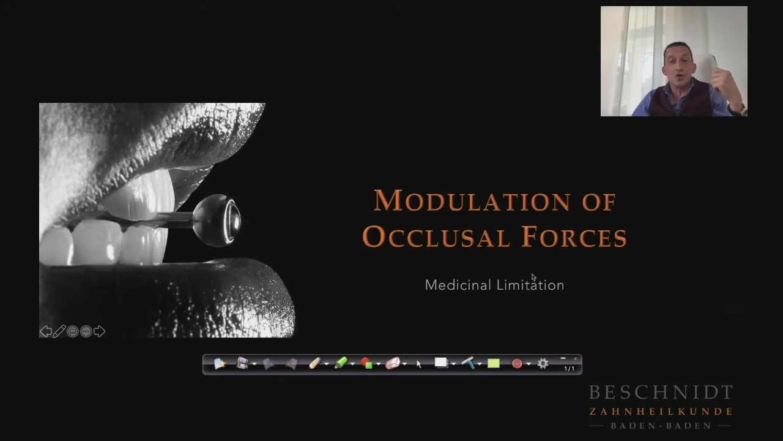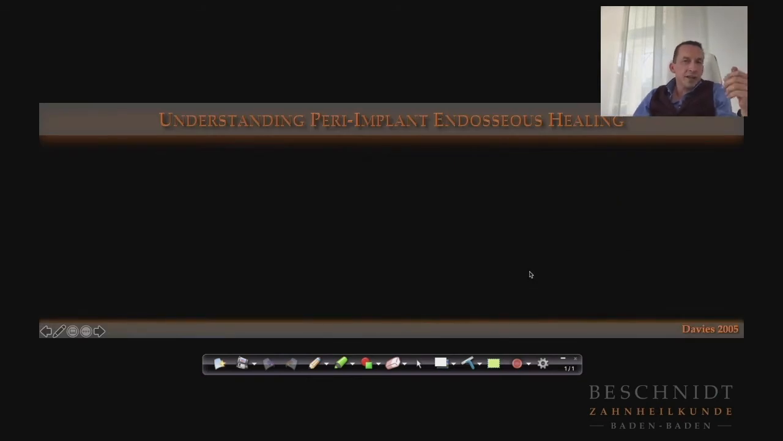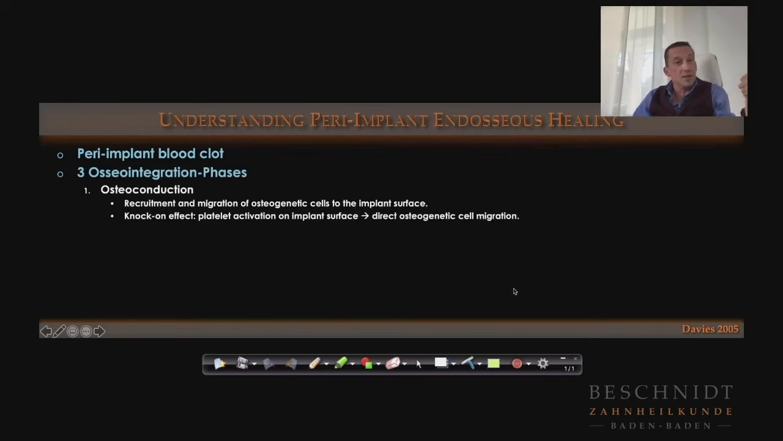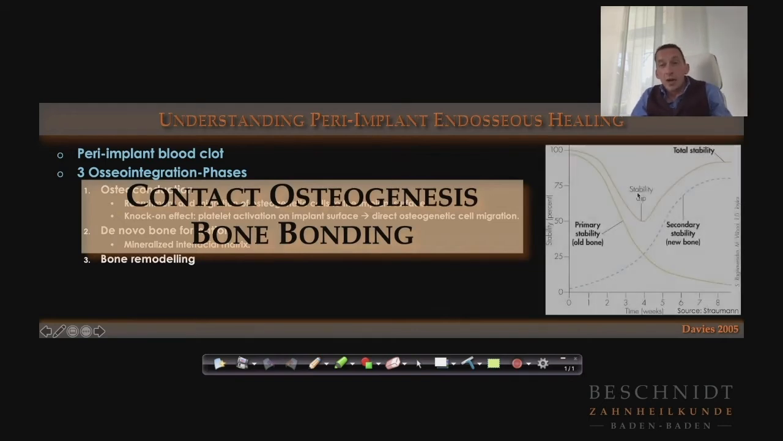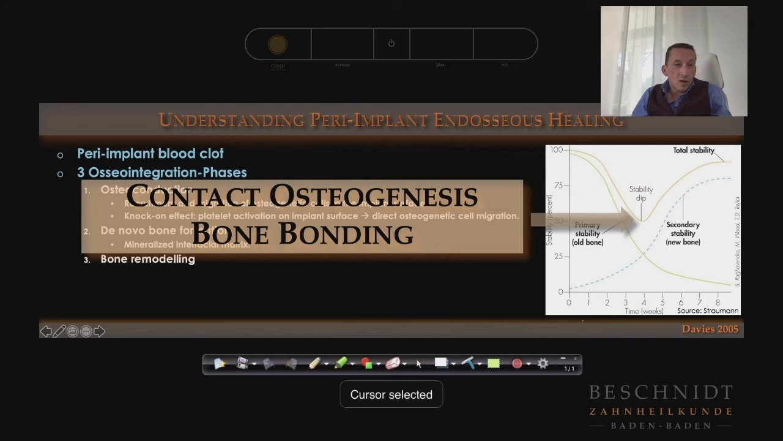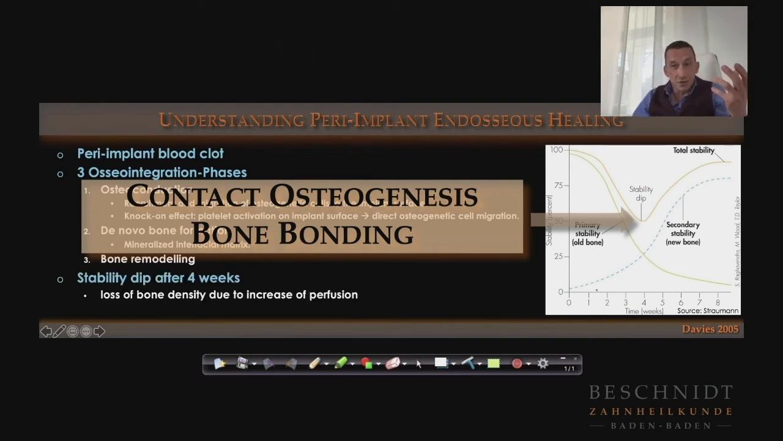Finally, the last minutes, I'd like to show you how we do in our clinic now the modulation of the occlusal forces during immediate loading. We use the medical limitation. We know that during healing of endosseous implants, we start with a blood clot, then we have 3 osseointegration phases: the osseoconduction, the de novo bone formation, and then the bone remodeling. During this contact osteogenesis, we have a stability dip after roughly 4 weeks. And this stability goes up again during the next weeks. So this stability dip after 4 weeks is the hottest phase during immediate loading.